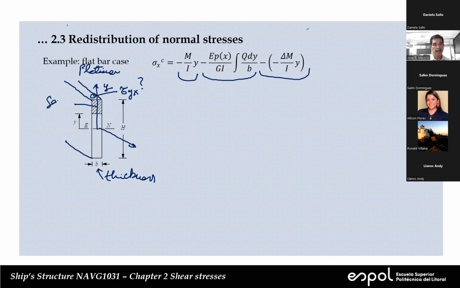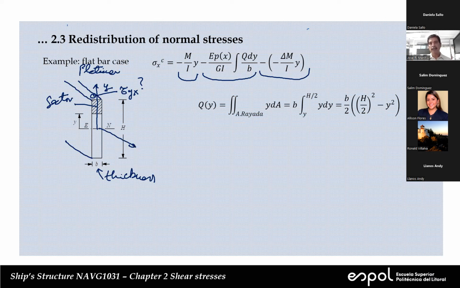So it's the area of the sector multiplied by the position of the centroid measured from the neutral axis. Now here we have the basic definition. This is the integration in the sector. This is the first moment.